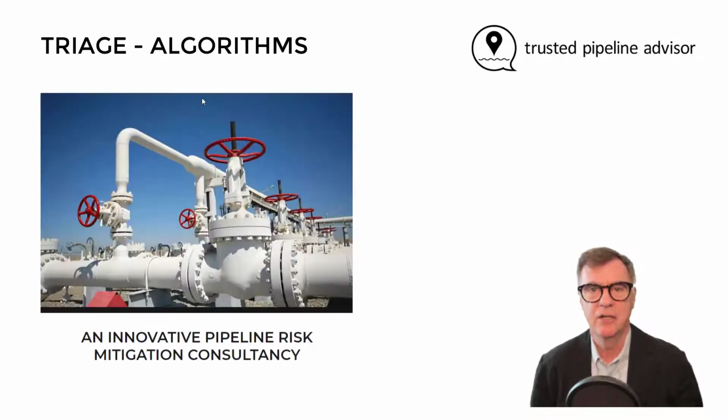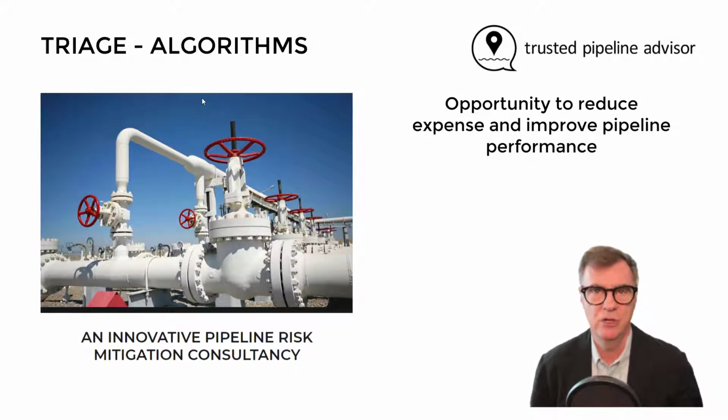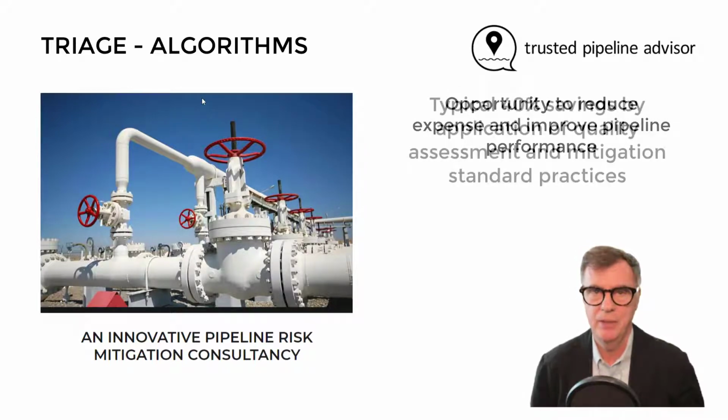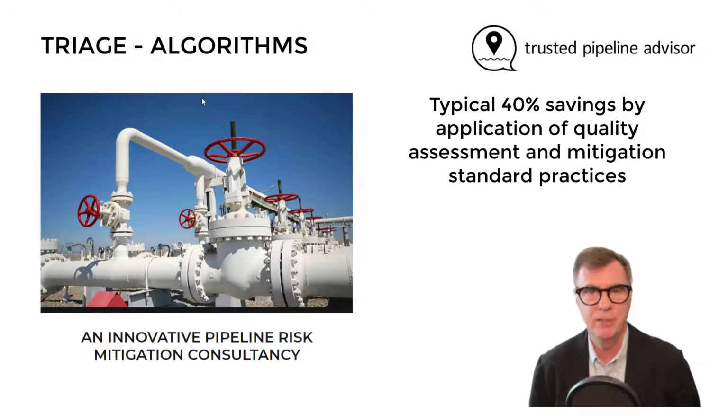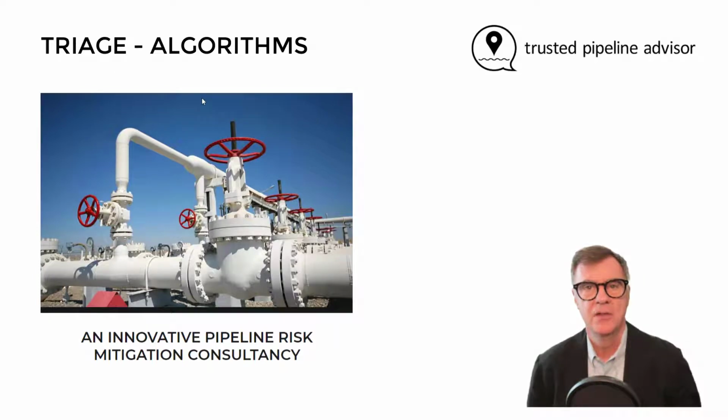It is seldom the case that corrosion mitigation actions are aligned to either technical or business objectives by application of present work standards. There is a substantial opportunity to reduce the money spent on corrosion while delivering improved pipeline performance, with a very typical 40% savings compared with historical industry hazard assessment and mitigation standard practices. This is our motivation for our TRIAGE pipeline hazard classification and mitigation guidance service offer.